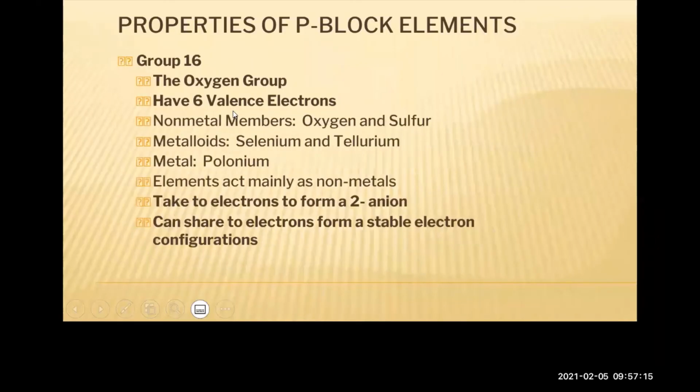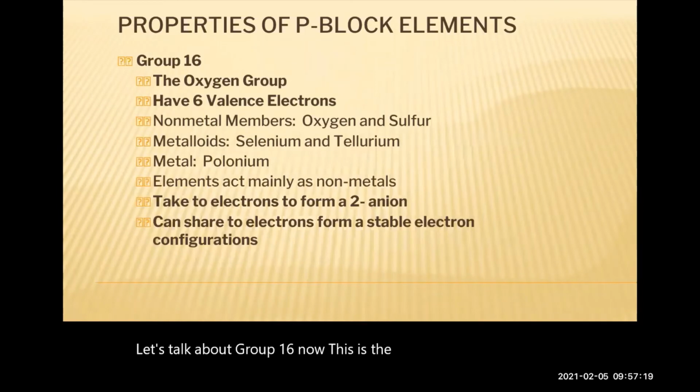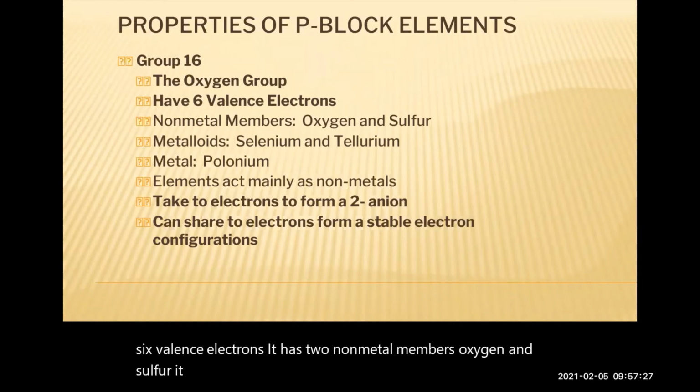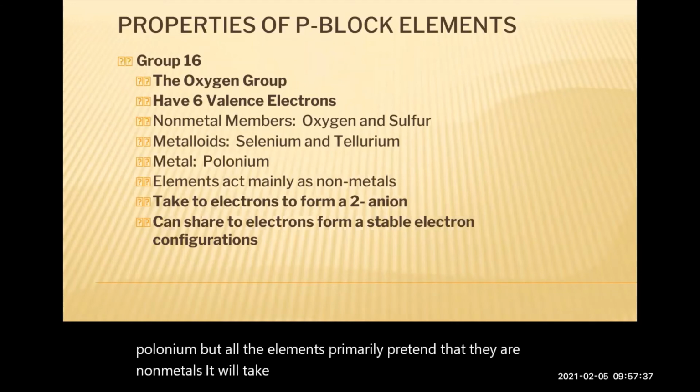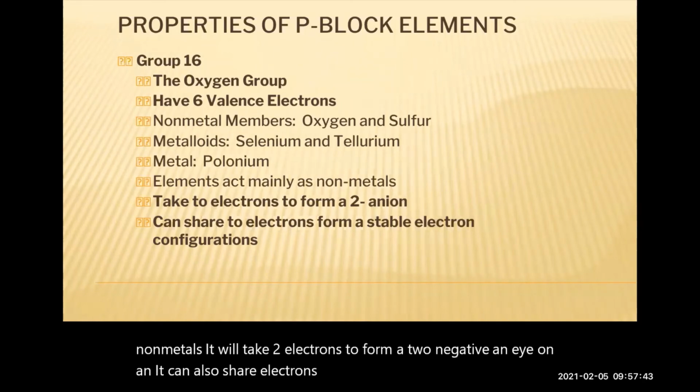Let's talk about group 16 now. This is the oxygen group, and it has 6 valence electrons. It has 2 nonmetal members, oxygen and sulfur. It has the metalloids, selenium and tellurium. It has the metal polonium. But all the elements primarily pretend that they're non-metals. It will take 2 electrons to form a 2 negative anion, and it can also share electrons to form a stable electron configuration.